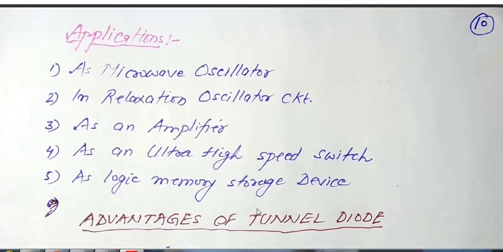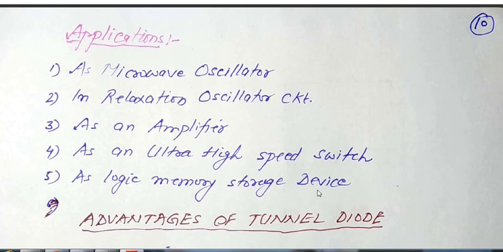Now these are some of the application areas of the tunnel diode. First, as we have already explained, this can be utilized as a microwave oscillator. Second, in relaxation oscillator circuits, as an amplifier, as an ultra high speed switch, and as a logic memory storage device.